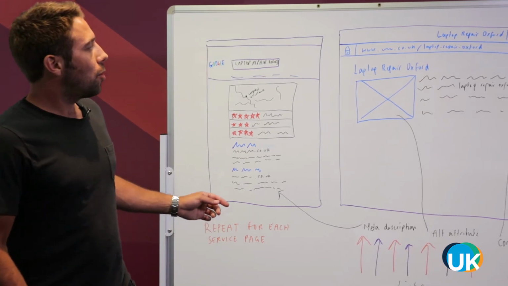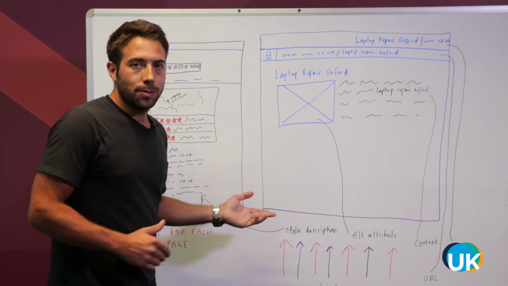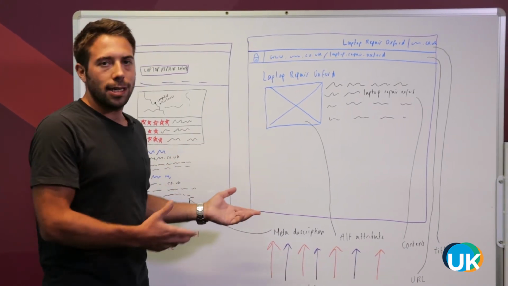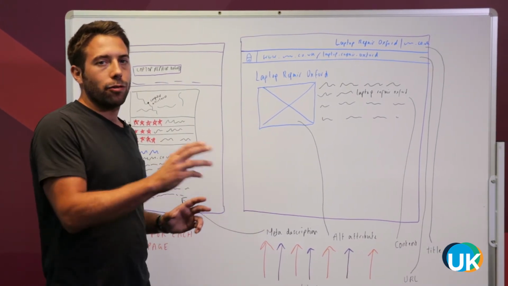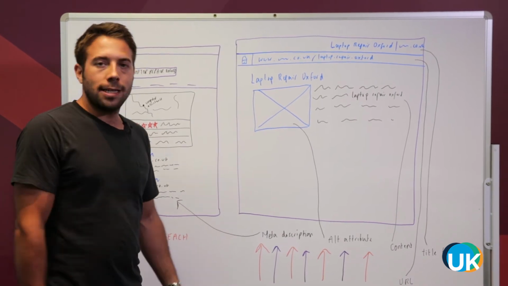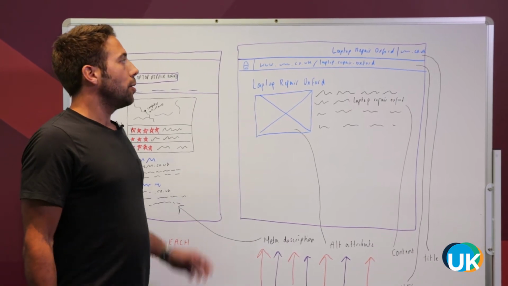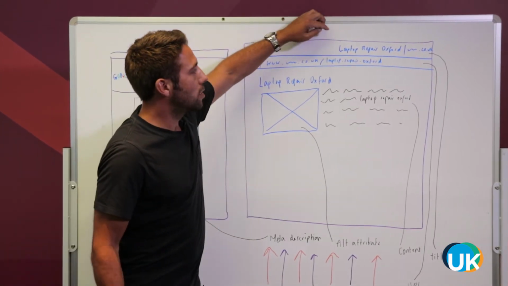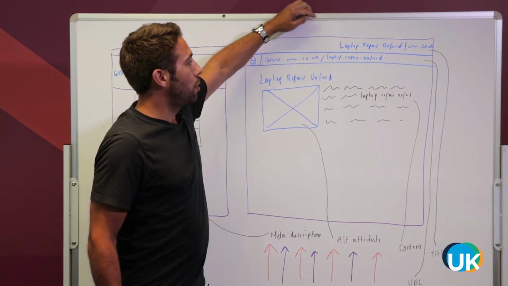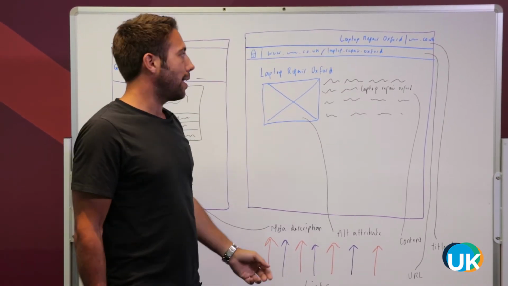Let's just start with the laptop repair Oxford service. You've got lots of different services, but you can basically repeat this process across all of them and have a new page for each one. But I'm going to focus on this one for now. Making sure that the city name is in the different elements of the web page is very important. Here we have the title tag that appears right at the top of the page. If we include laptop repair Oxford in there, that's going to really help out. That's a very important ranking factor.